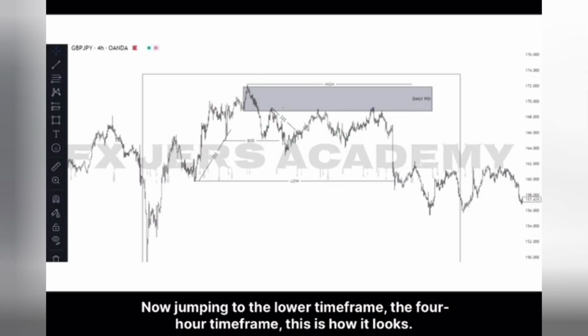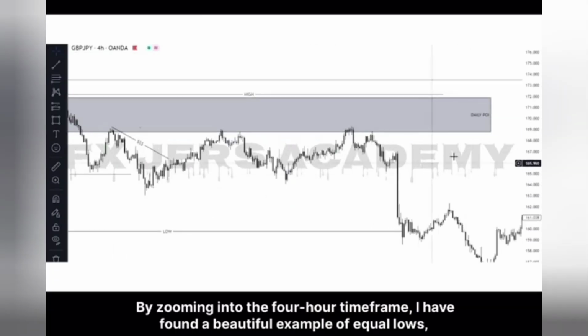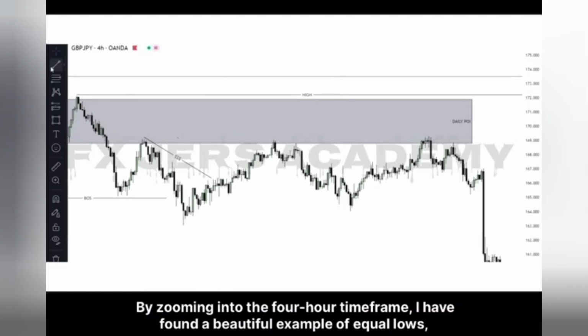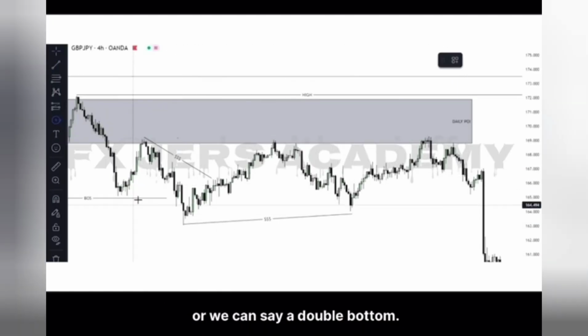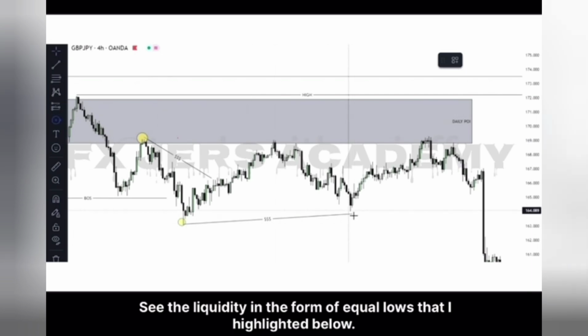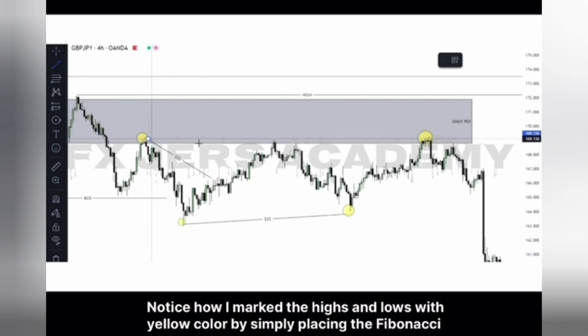Now jumping to the lower time frame, the 4-hour time frame, this is how it looks. By zooming into the 4-hour time frame, I have found a beautiful example of equal lows, or we can say a double bottom. See the liquidity in the form of equal lows that I highlighted below. Notice how I marked the highs and lows with yellow color.